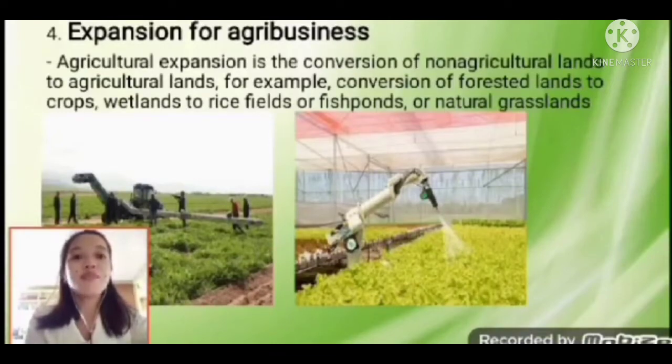Expansion for agribusiness. Agricultural expansion is the conversion of non-agricultural lands to agricultural lands. For example, conversion of forested lands to crops, wetlands to rice fields or fish ponds, or natural grasslands.